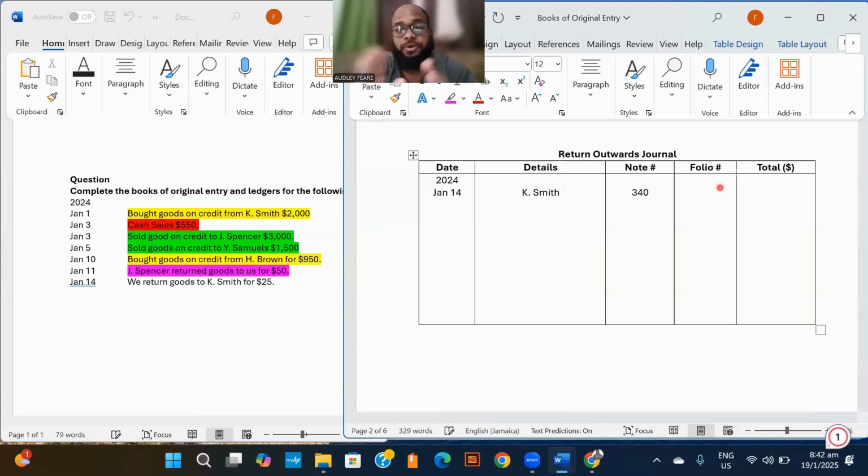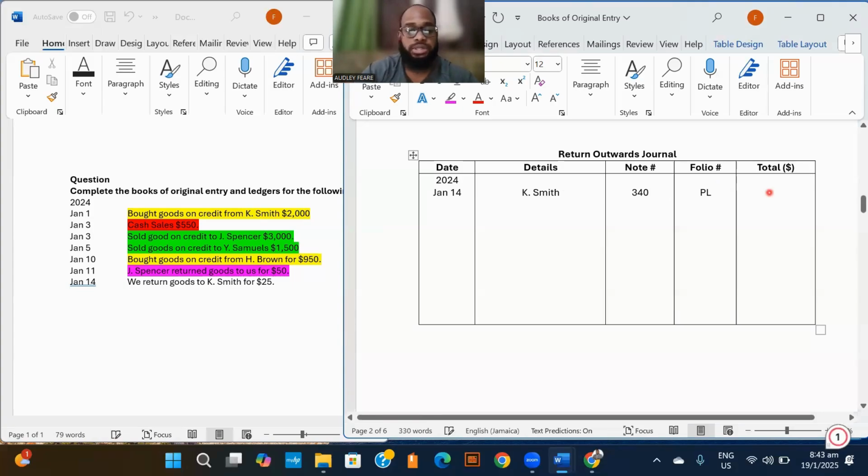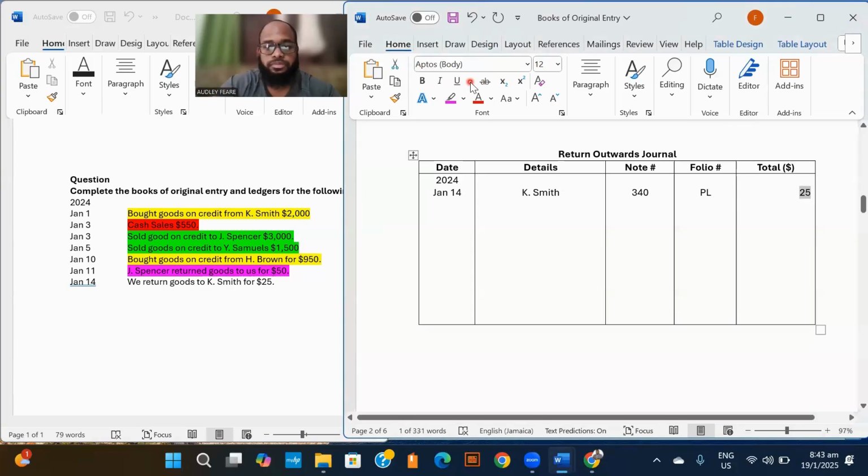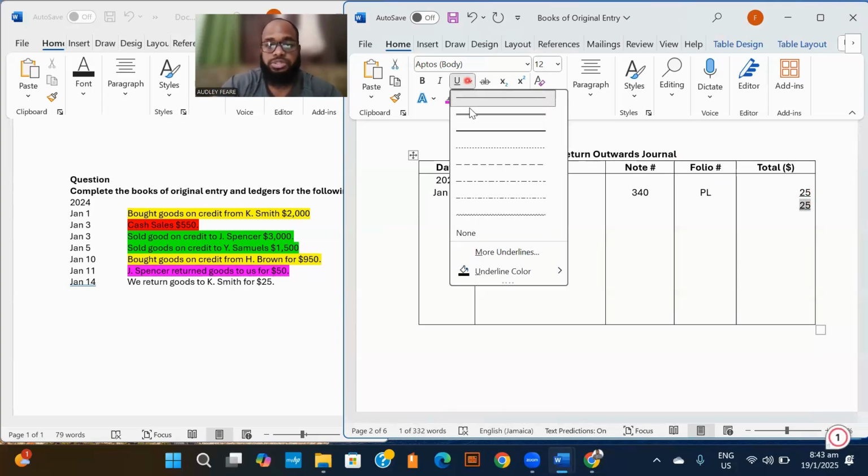And the folio, where is it going? Return outwards. You can only return goods to the creditor you purchased the goods from. And therefore, the folio would be PL because we already have an account for K-Smith in our purchases ledger. And of course, what is the total? The total worth of goods we brought back was 25. So now we're going to underline, have our total line. Then we are going to double line the $25 as the total, close our books.